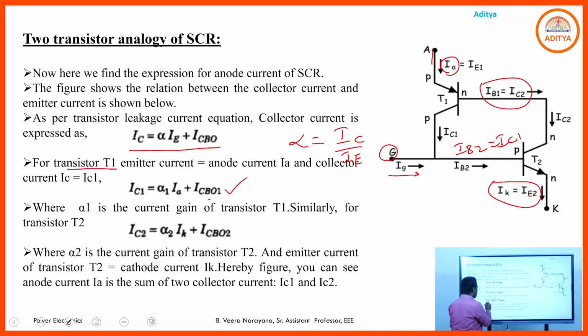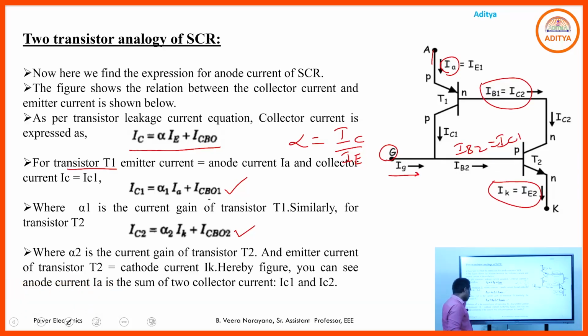where alpha 1 is the current gain of the transistor T1. Similarly for transistor 2, IC2 can be written as alpha 2 into IE2. What is IE2 here? IE2 is IK. So we will write alpha 2 IK plus ICB02, where alpha 2 is the current gain of transistor 2 and the emitter current of transistor 2 is equal to the cathode current. IE2 is equal to IK.